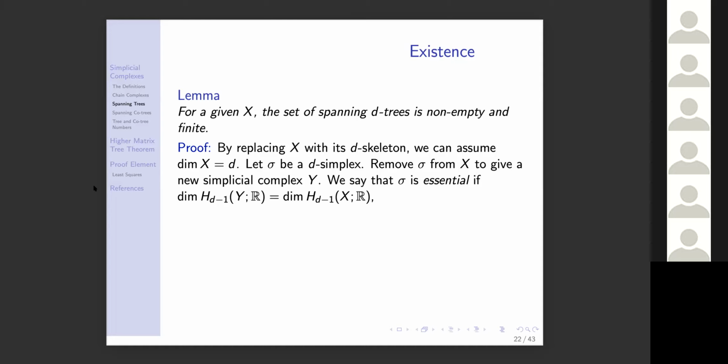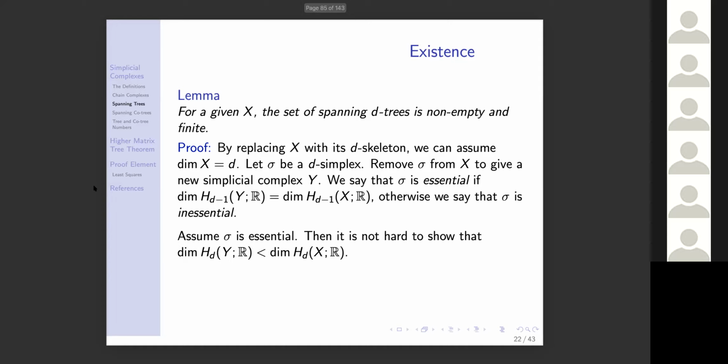And we'll say sigma is essential if the dimension of the homology in degree D minus 1 does not change. Okay, we need that condition, remember, in forming a spanning tree because that was one of the axioms in the definition. Otherwise, we'll say sigma is inessential. That means that the dimension of that homology group changes. So let's assume sigma is essential. Then it's not hard to show that the dimension of Y in the top dimension changes. So dimension actually changes, if you remove an essential simplex, it goes down.